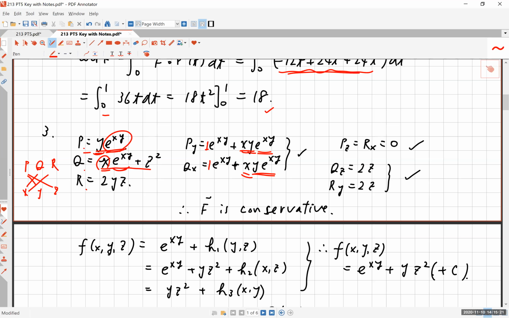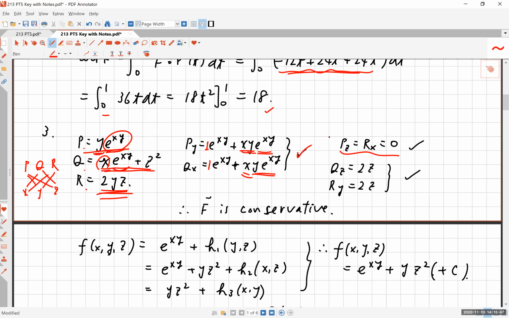Okay. Next, it's Pz and Rx. Well, P has no z, and R has no x, so they are both 0. Nice, right? And then finally, Qz and Ry. Qz, you take this with respect to z, that's 2z, that's easy. And then that has to be equal to Ry. You take the derivative of that with respect to y, and you get 2z.